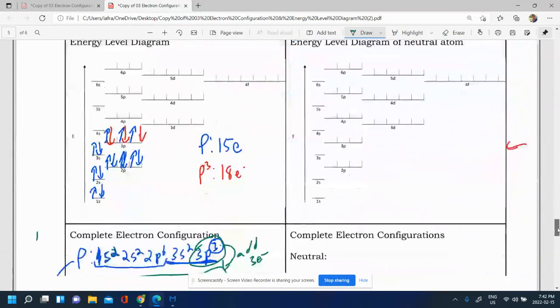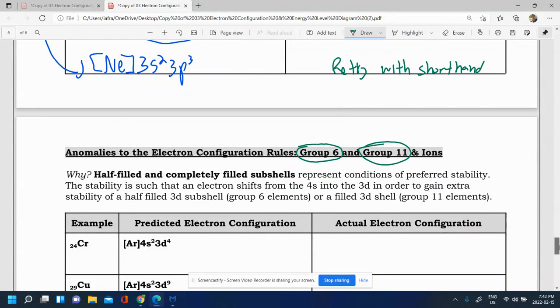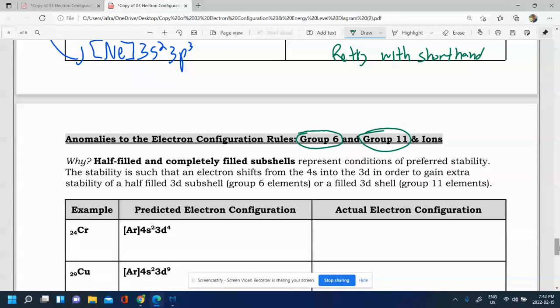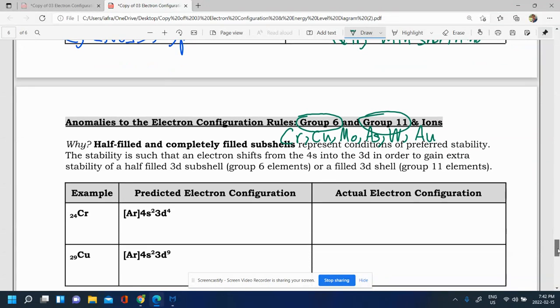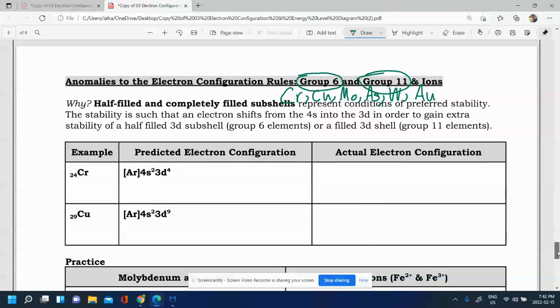We'll take a look at what the main exceptions are, and we'll understand why those exceptions are the way they are. But again, group 6 and group 11, so we're going to see things like Cr, Cu, Mo, Ag, W, and Au. So these are the main exceptions we'll be discussing. And there's also some ions that are exceptions as well.